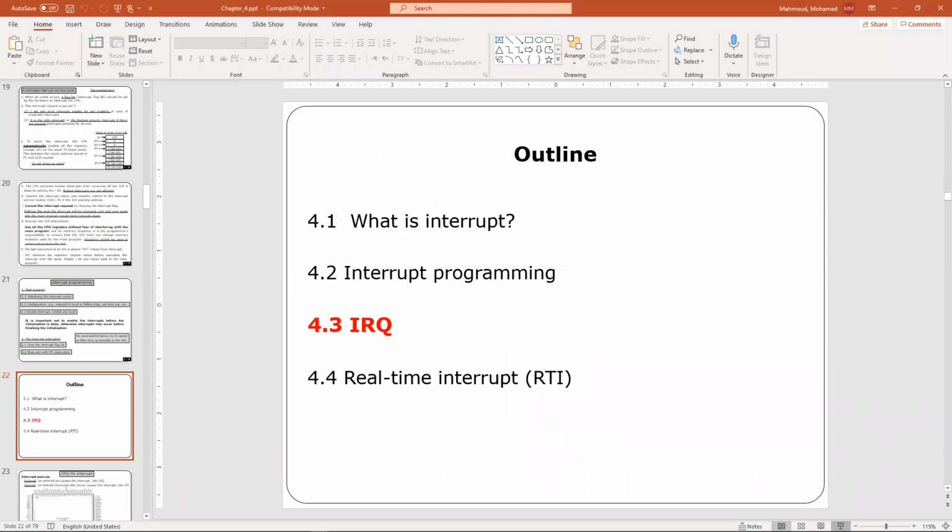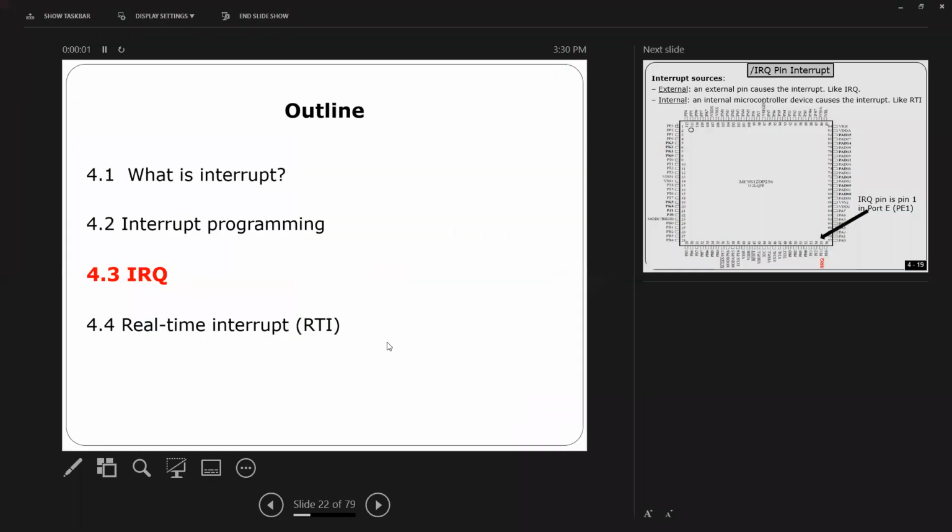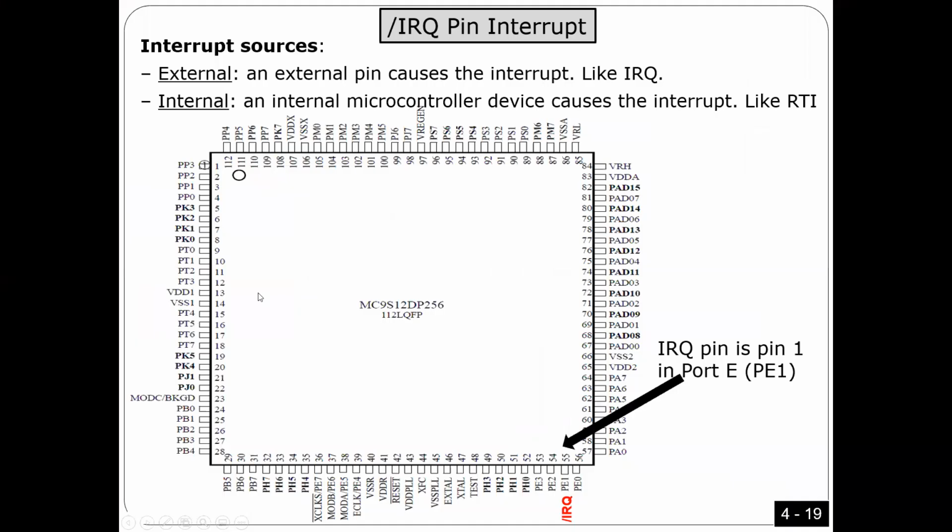One of them, RTI, is a timer. IRQ has an external pin, and every time there is a falling edge on this pin, you trigger an interrupt. So now I'm going to start with IRQ first.